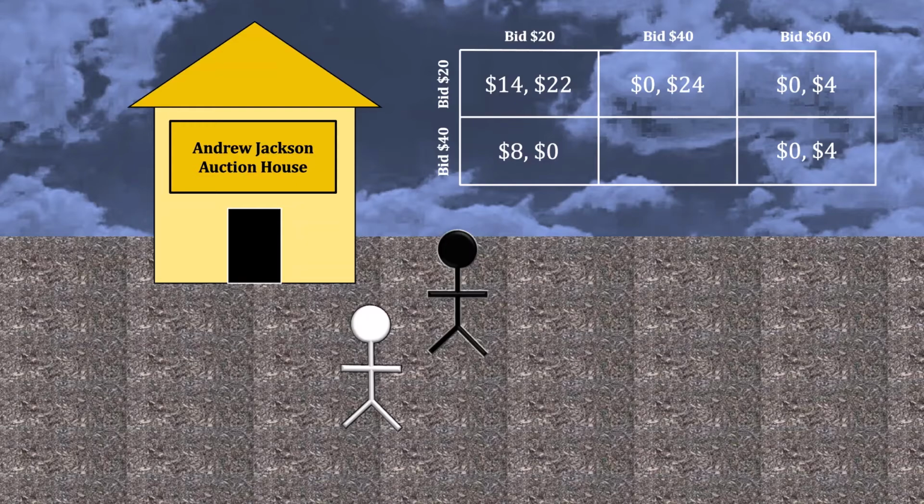It's a similar story for your opponent. When they win, they receive a good worth $64 and pay $20. Thus, the profit conditional on winning is $44, but because they only win half the time, their expected payoff goes down to $22.